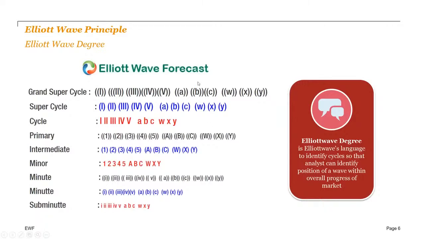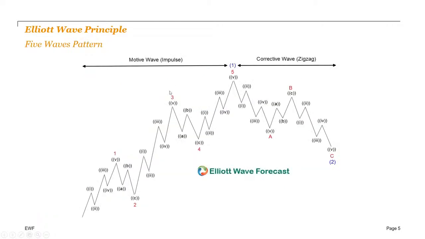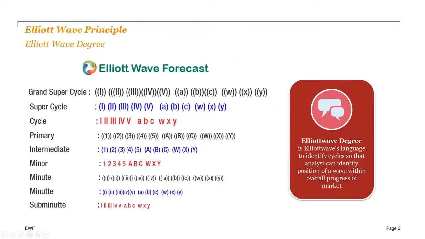So Elliott Wave degree is the Elliott Wave language to identify cycles so the analyst can identify the position of a wave within the overall progress of the market. Now let's take a look back at our previous example, the 5 waves pattern. You see this red label, for example, 1, 2, 3, 4, 5. If we compare it to this table here, that will be the minor degree, 1, 2, 3, 4, 5 in red color.